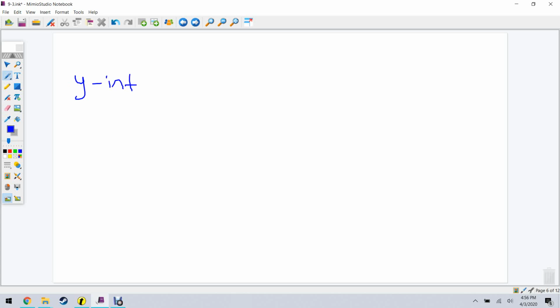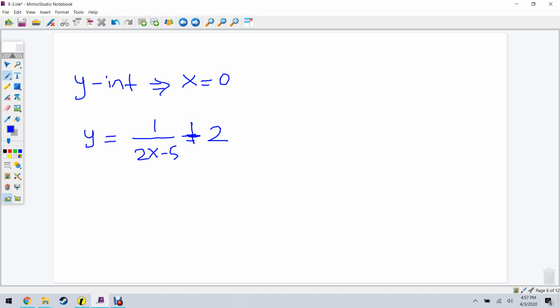Y-intercept. Remember, the y-intercept this time means x will be substituted with 0. Remember the function we are given here, 1 over 2x minus 5, plus 2. This is the function itself. It says g of x, but I say y. Whenever it says g of x or f of x, you can say it is y as well.